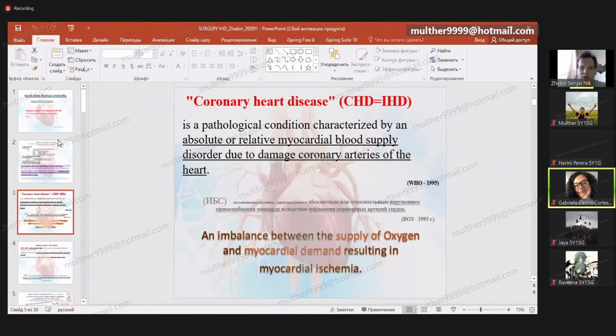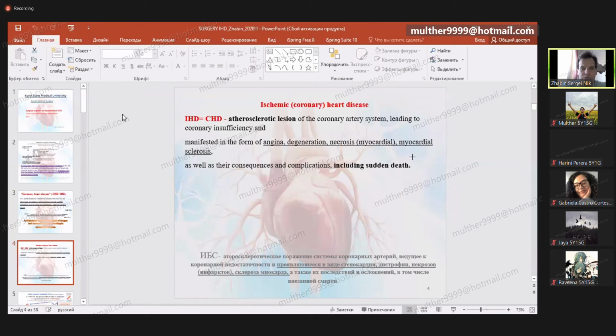Okay, thanks. An imbalance between the supply of oxygen and myocardial demand, resulting in myocardial ischemia. Ischemic heart disease or chronic heart disease is an atherosclerotic lesion of the coronary artery system, leading to coronary insufficiency and manifested in the form of angina, degeneration, necrosis, myocardial sclerosis, as well as their consequences and complications, including sudden death.